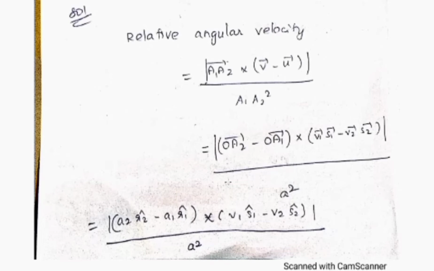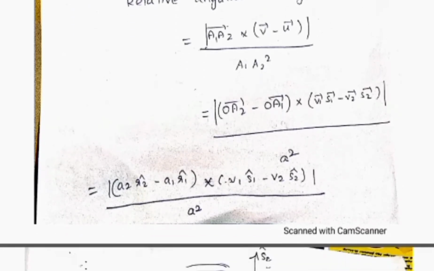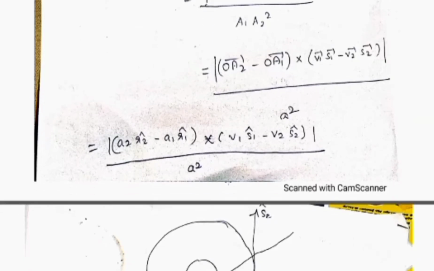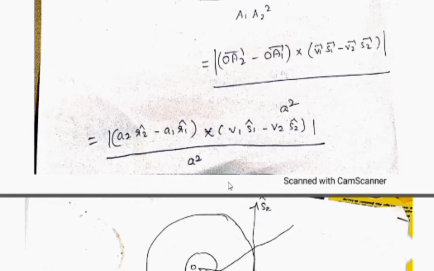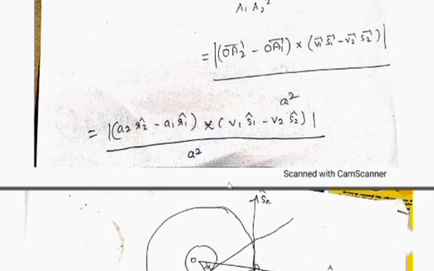Again OA2 is replaced by a2 r2 cap, where r2 is the unit vector, minus OA1, which is a1 r1 cap. Similarly you take the cross multiplication: a2 v1 is the constant term, so r2 cross s1, minus a1 v1 r1 cross s1, then r2 cross s2 and again r1 cross s2.